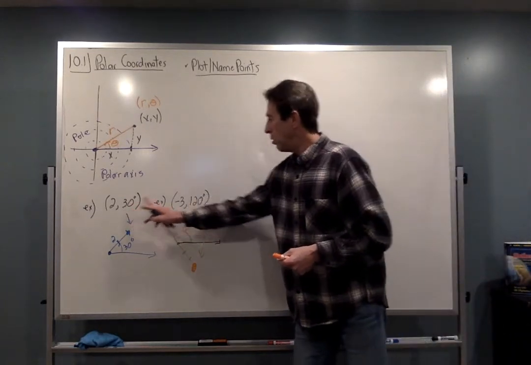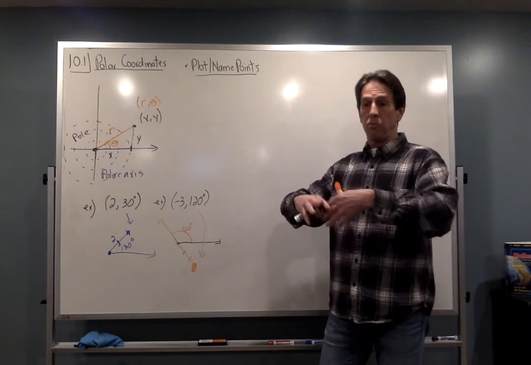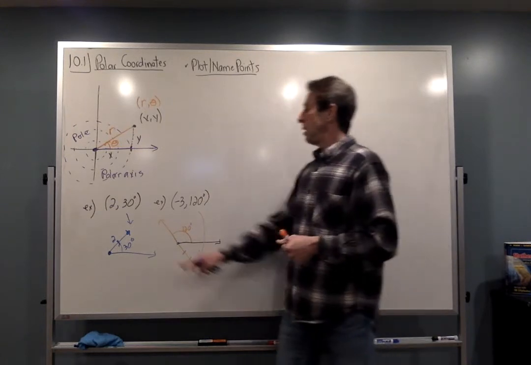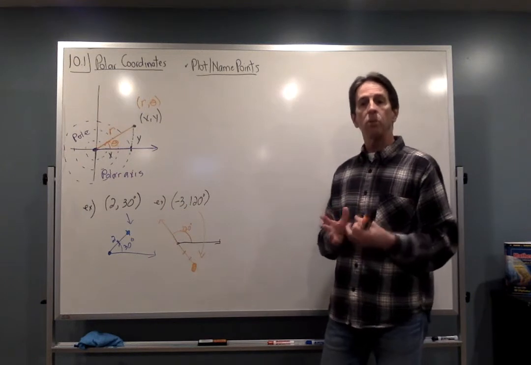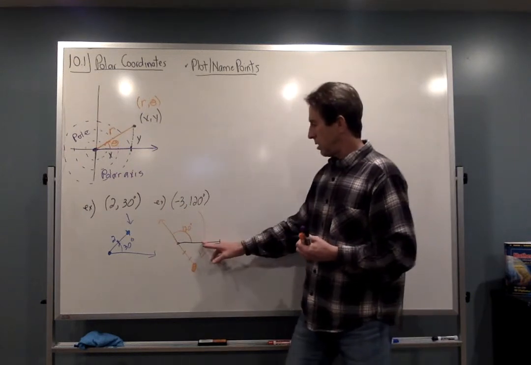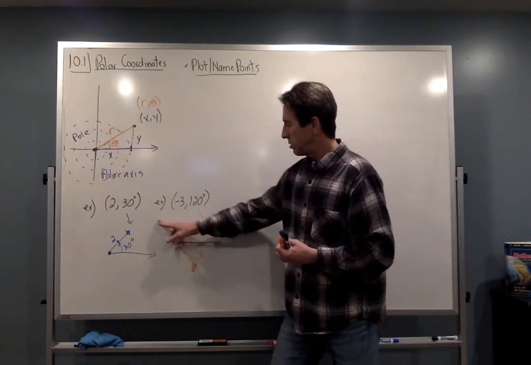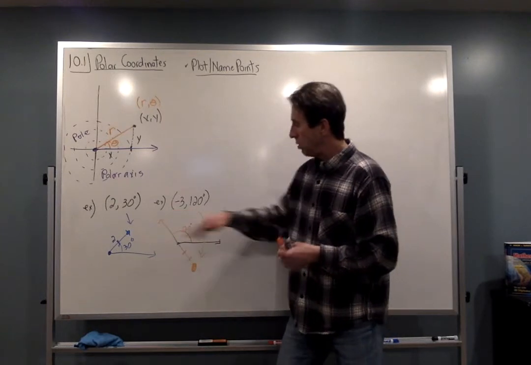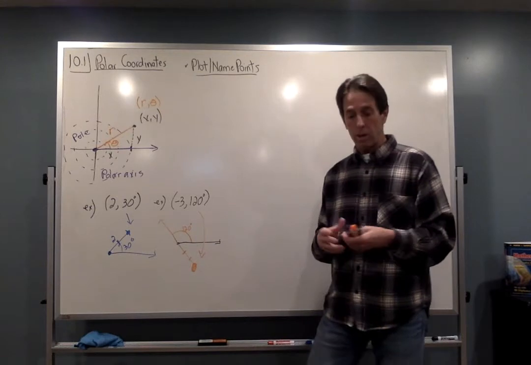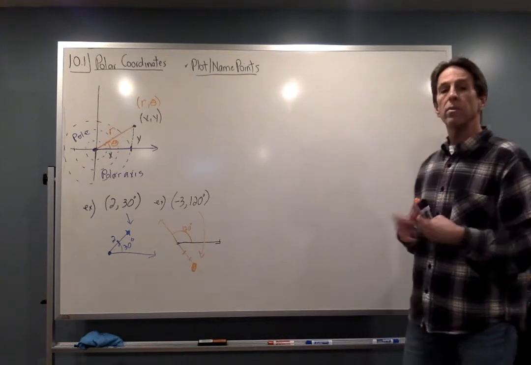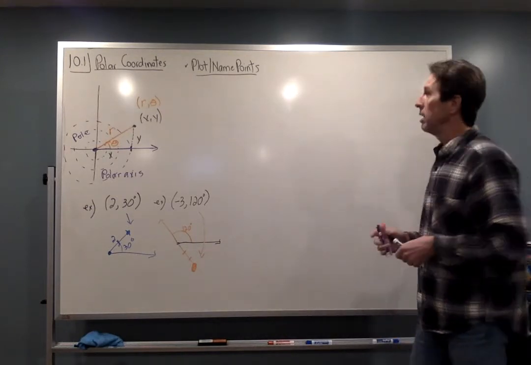So the angle could be positive and negative, could be 900 if you wanted, and then the r could also be positive or negative. Positive, you move out along the arm of the positive direction of the angle. And negative would be you're moving in the opposite ray, the opposite direction. So that's one of the things you're going to be asked to do, rather basic.